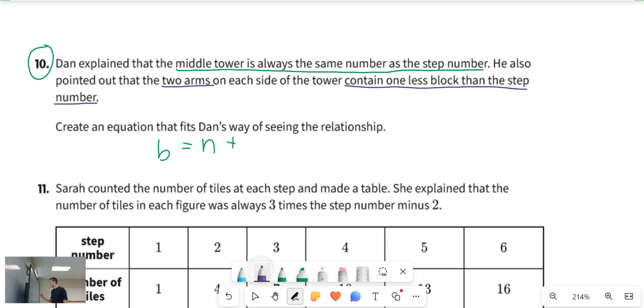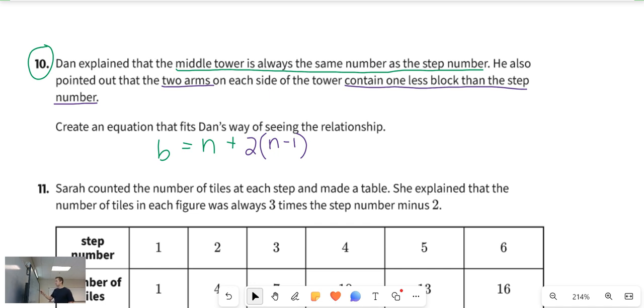2 arms. 2 arms means it's going to be 2 of whatever the size of an arm is. And it says that each arm is 1 less than the step number. So 2 times 1 less than the step number. Well, the step number is n, so 1 less than that would be n minus 1. So this would be an equation that fits Dan's way of seeing the relationship: the number of blocks is equal to the step number plus 2 times the step number minus 1.